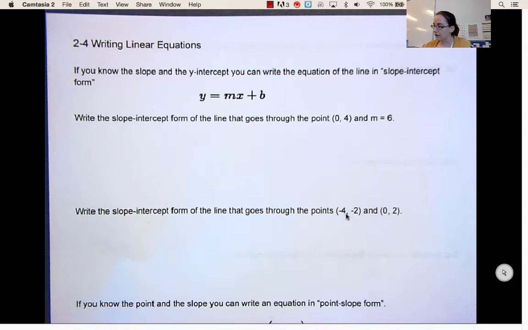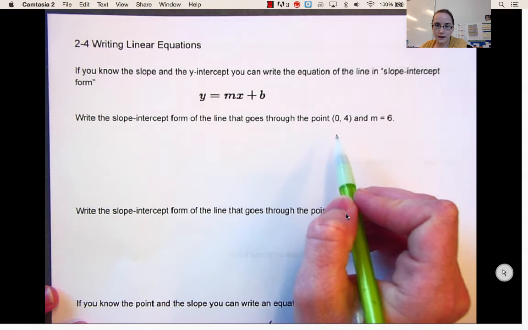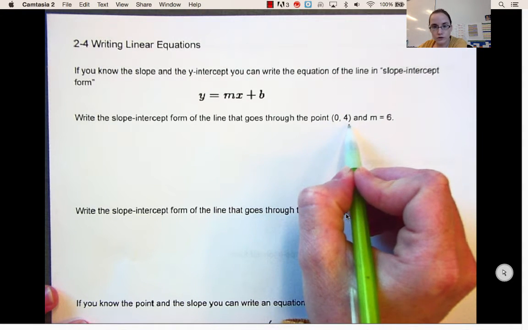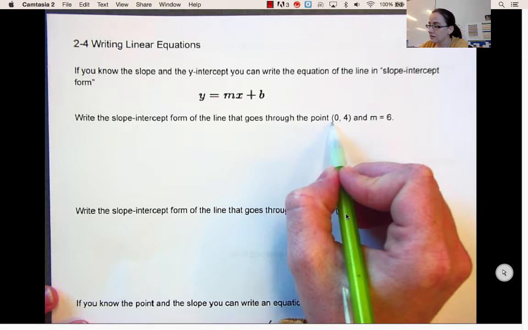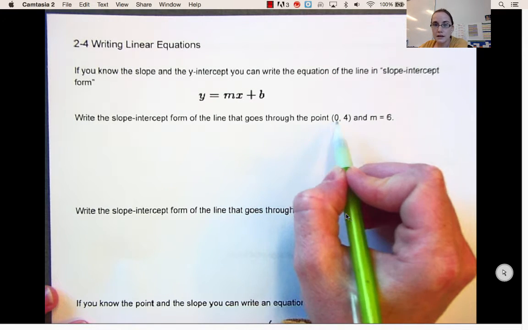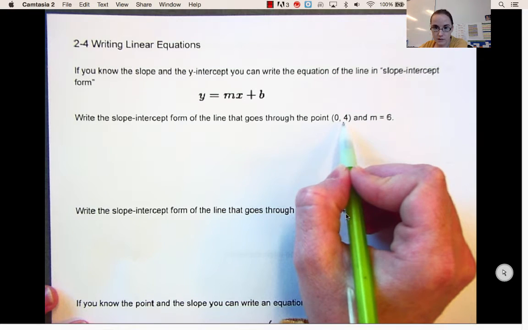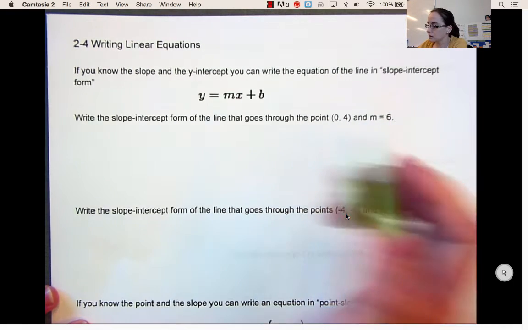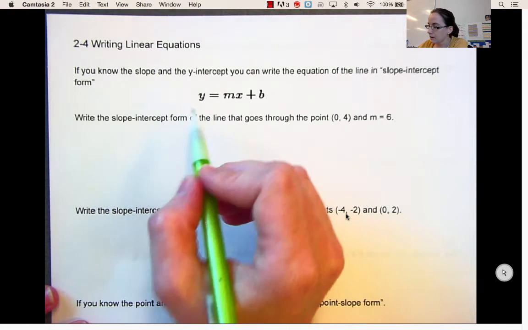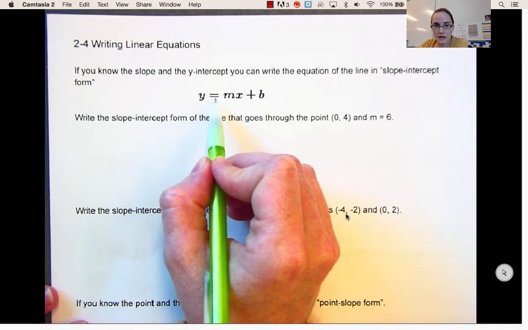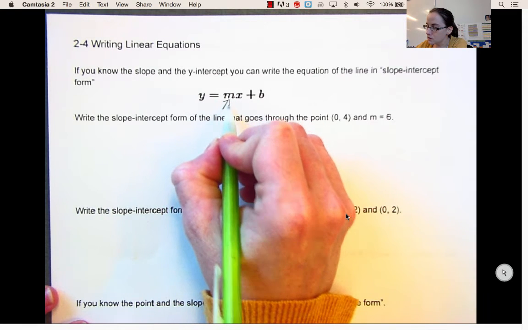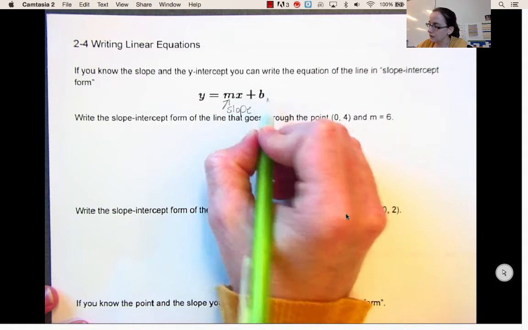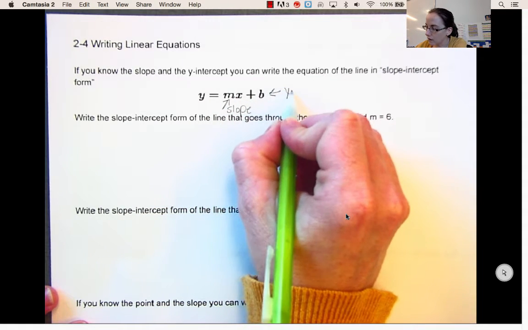So to do that, first of all, you need to be able to identify if a point is in fact the y-intercept. In this case, we do have the y-intercept. Remember, the x-coordinate is 0 if you're looking at the y-intercept. And m is 6. So let's talk about slope-intercept form. It's in the form y equals mx plus b, where m is the slope and b is the y-intercept.